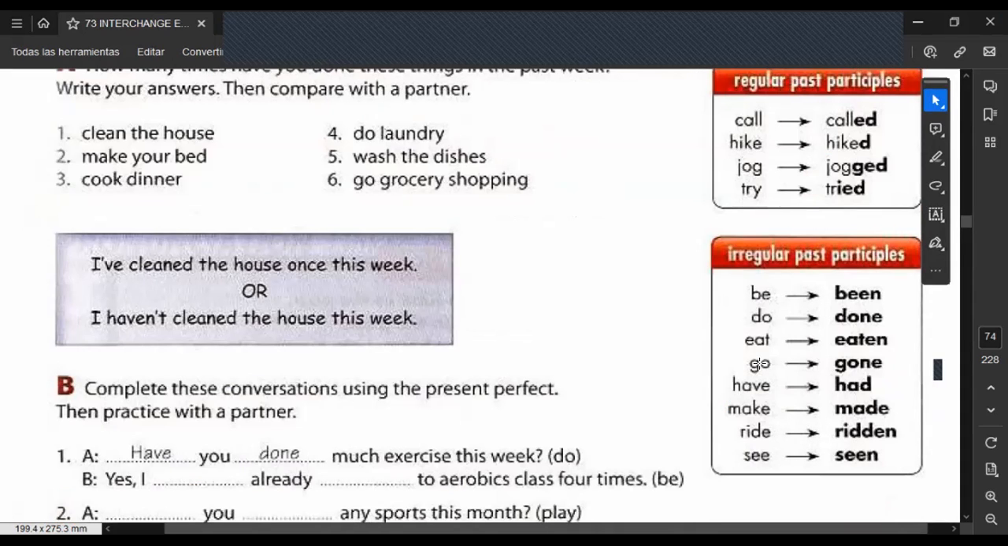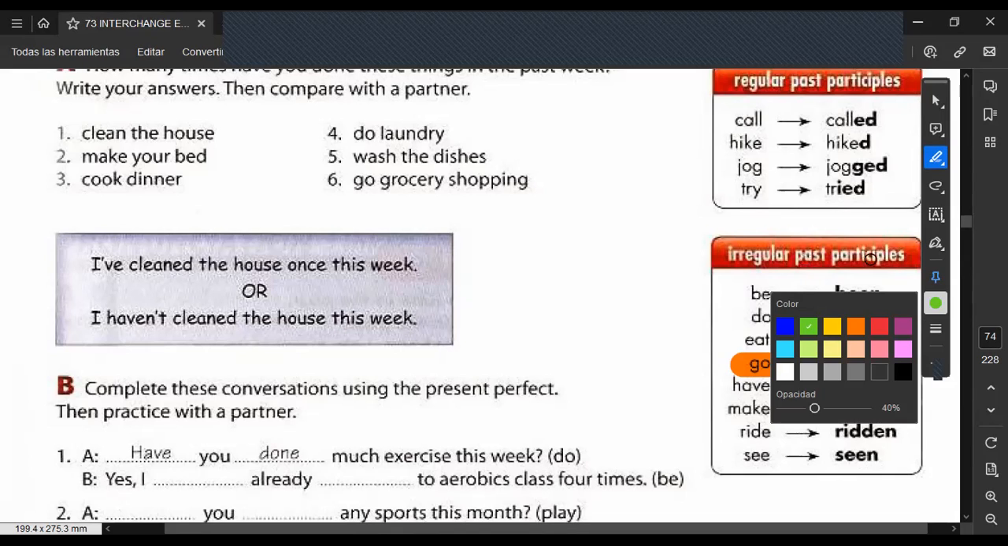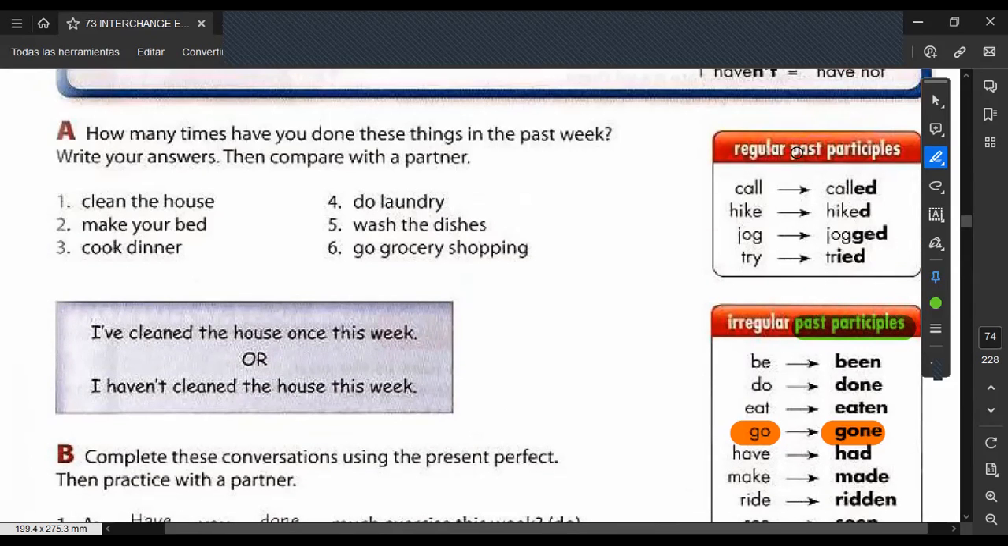For example, go. What is the past of the verb go? The past is went. And the past participle is gone, right? Is it clear? Go is in present. Went is in past. And gone is in past participle. Look at this. Gone is in past participle. So when you are talking in present perfect, the verb is in past participle.